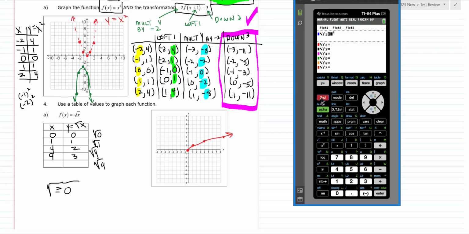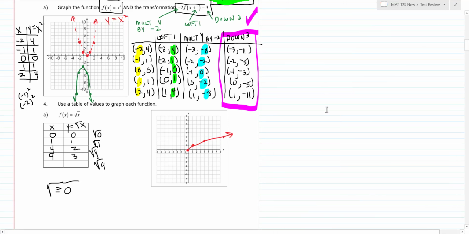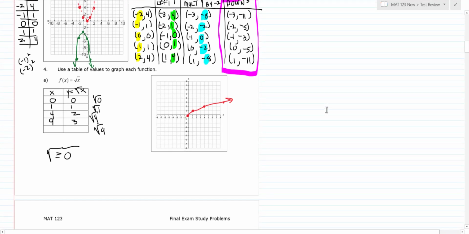You can just go y equals square root. Whoops, you want to clear that first. Square root, you go second x squared, put in x, ZOOM 6 for a standard window. There you have it, and you see your table of values is there for you. You're going to get errors when you have negative numbers. So you got (0, 0), (1, 1), (4, 2), (9, 3). They're all there. I'm just using good values so I don't have to worry about decimals.